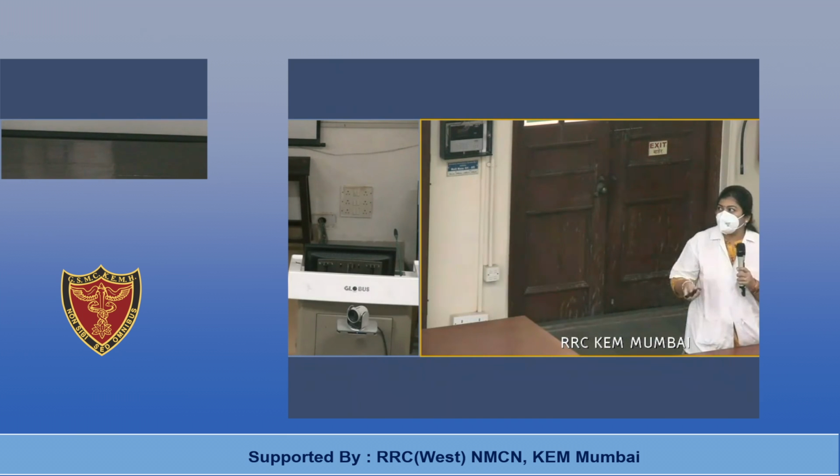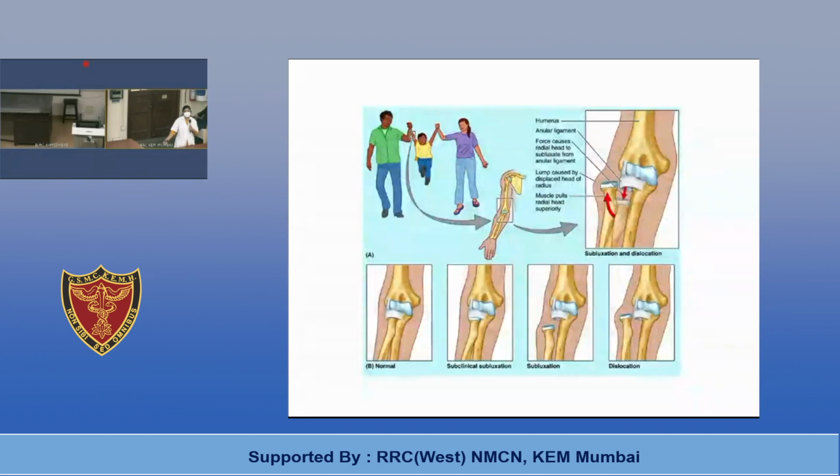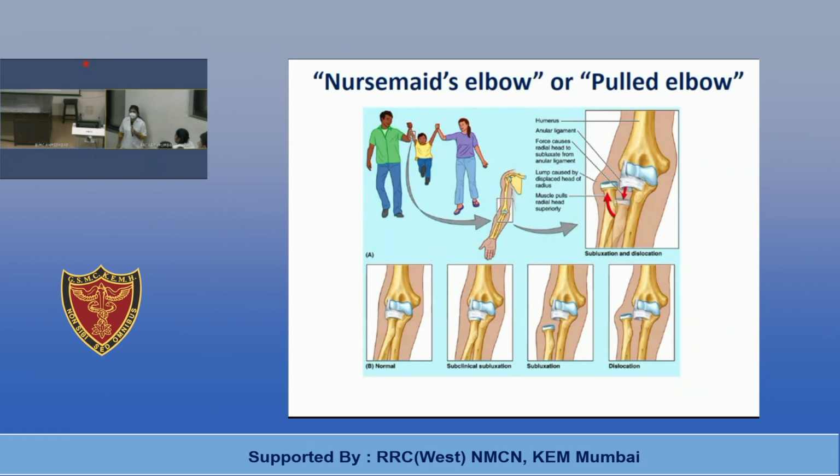So if one tries to lift a child only by holding his or her wrist, when the forearm is pronated or semi-pronated or mid-pronated, what happens? There are chances of subluxation of the head of radius from its osteofibrous ring. This subluxation of the head of radius is called nursemaid's elbow or pulled elbow.